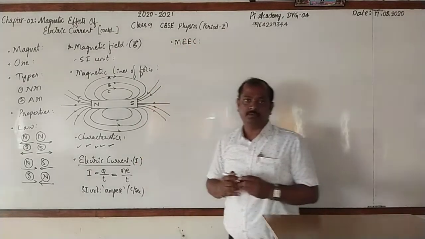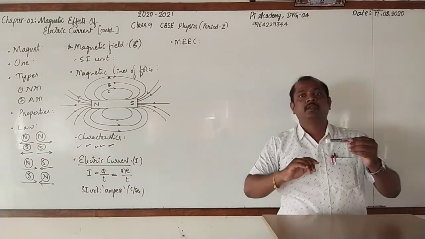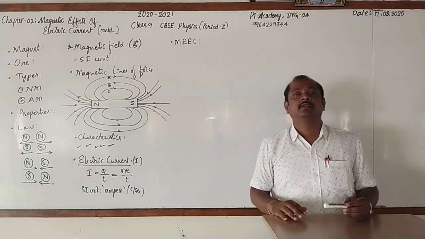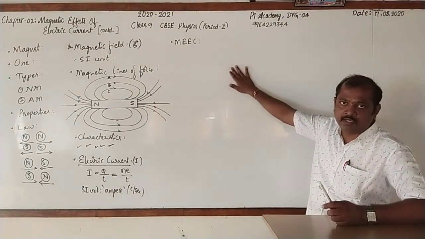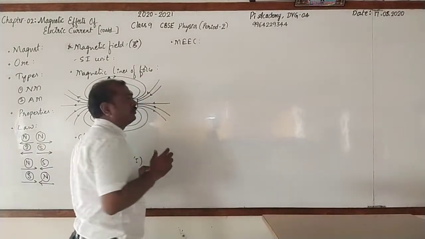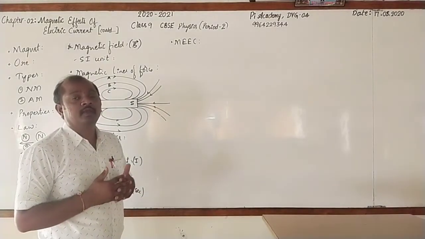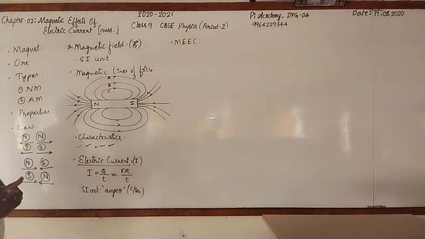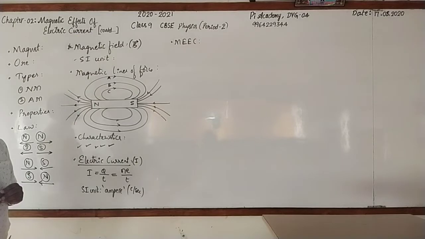Very important. When an electric current flows through the conductor, the magnetic field is developed around the conductor. This is known as magnetic effect of electric current, and it was discovered by Hans Christian Oersted. Hence, he is called father of magnetic effect of electric current. In this chapter, we are going to learn about magnetic effects of electric current.